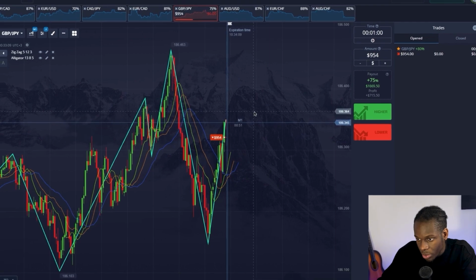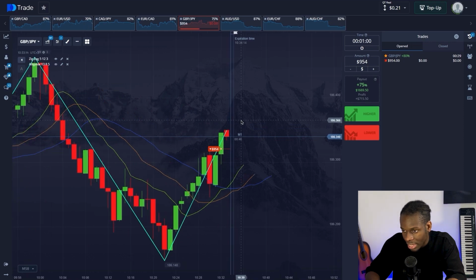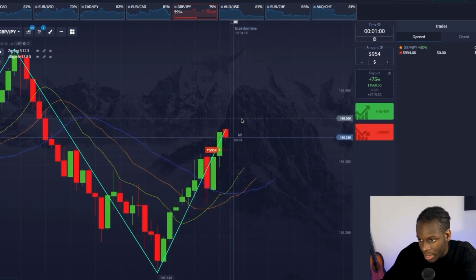For this particular trade, we didn't use the help of the alligator lines. We just used the zigzag and tried to get the pullback.